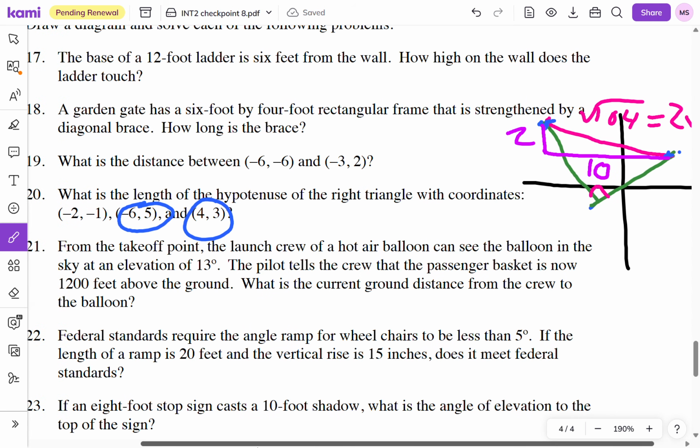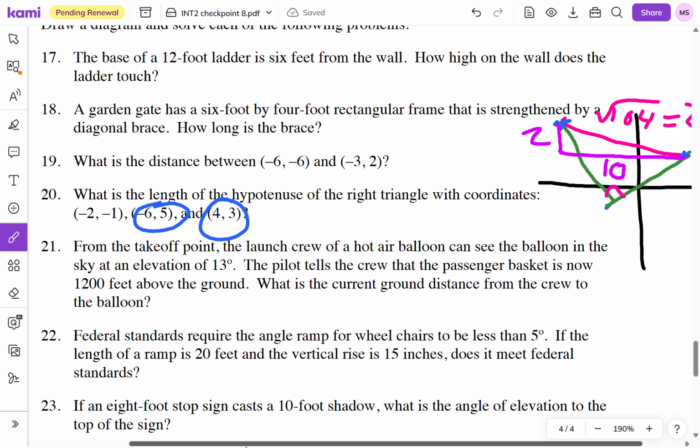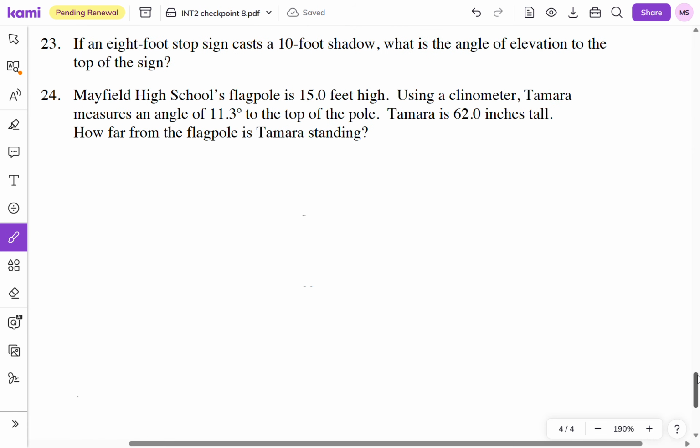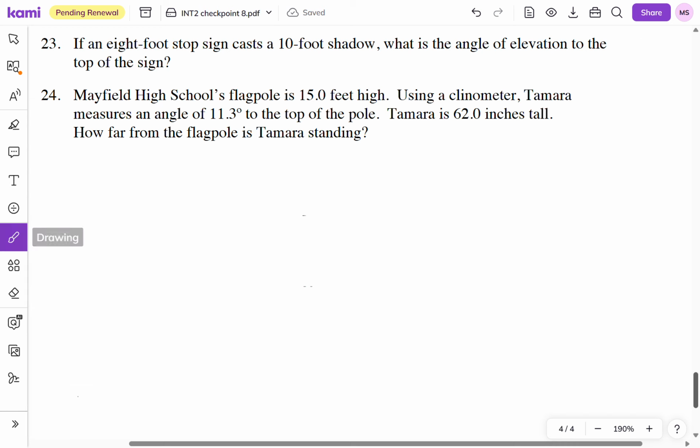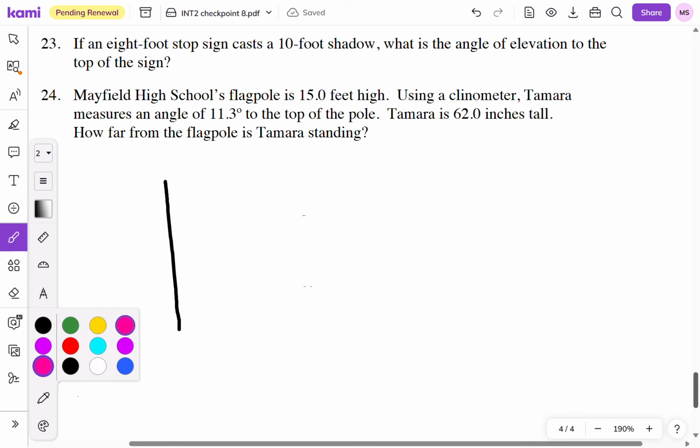And then the last one that I want to do is 24. The only reason I really want to do it is because it's an interesting problem, a problem that would be difficult for a lot of people because of the insight that it requires. So here's the flagpole, 15 feet high. I'll give it a little flag, okay? That's supposed to be straight. It's not supposed to be crooked.